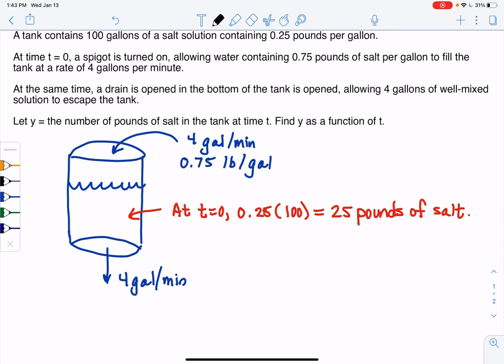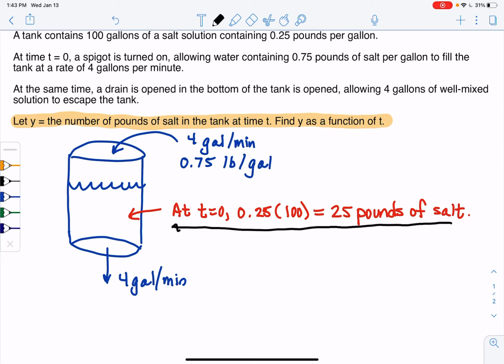All right, so at first we have 100 gallons of a salt solution containing 0.25 pounds per gallon. So that's this passage in red right here. When t equals 0, it ends up being 25 pounds of salt. It turns out that this problem is most easily solved if we let y be the number of pounds of salt in the tank at time t. And our goal is going to be to find a formula for y. So this is what's modeled by a differential equation.